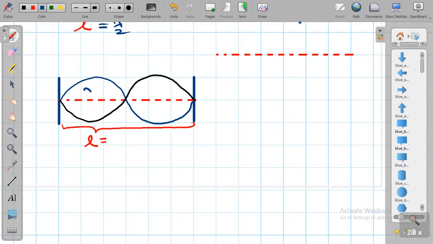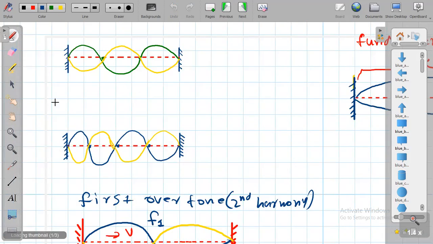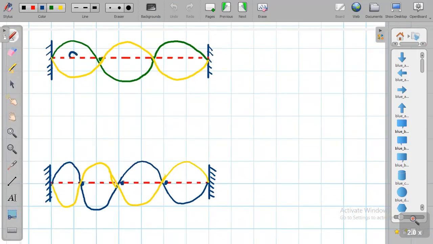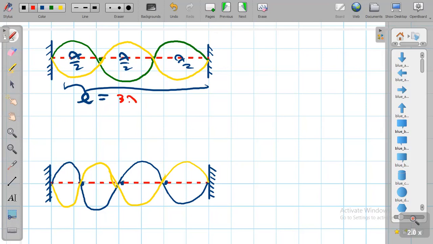Next one, lambda over 2. This whole is lambda, so lambda equals L directly for this one. Now in the next one, have a really good look here. If you see lambda over 2, lambda over 2, lambda over 2, what is the whole length now? L equals how many lambda? 3 lambda over 2. There are 3 such fractions here. What is the wavelength? L over 3.